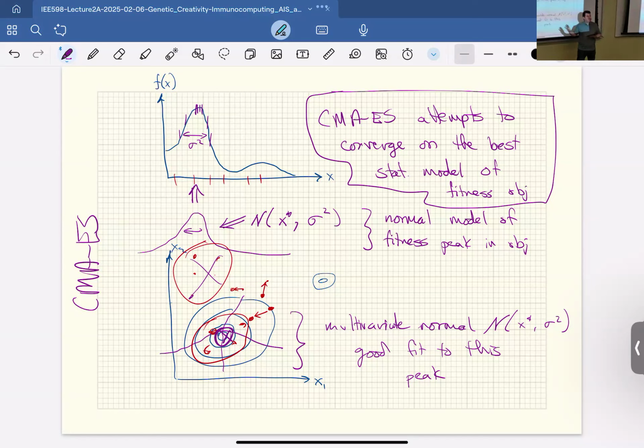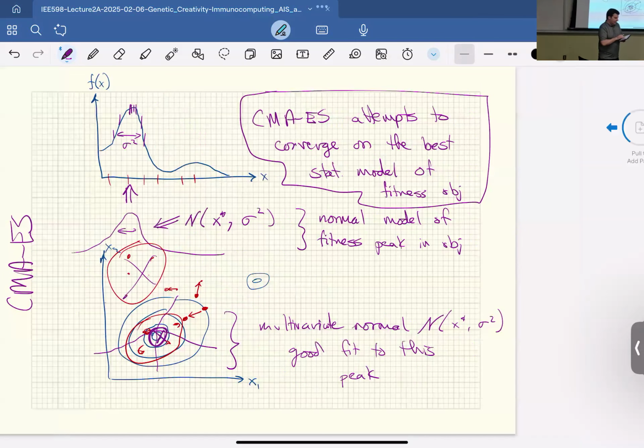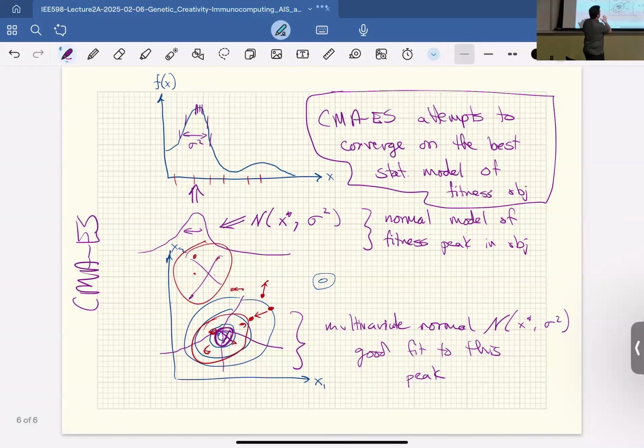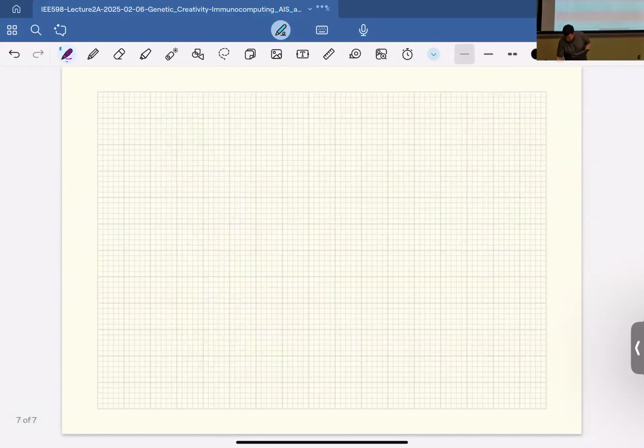Any other questions? That's all I want to say about ES before we move on to evolutionary programming. Okay, great. So definitely want to know CMA-ES. It is a well-used approach for this.